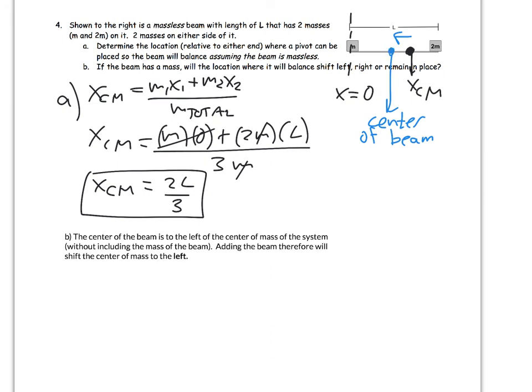Even if it's a small mass, it still is going to shift it a little bit to the left, because of really what the definition of center of mass is, the average location of the mass in our system. So we're adding more mass to the left of our center of mass, it's going to shift the center of mass to the left.